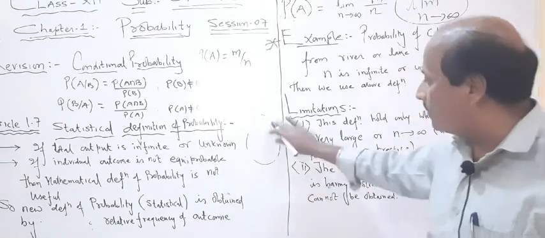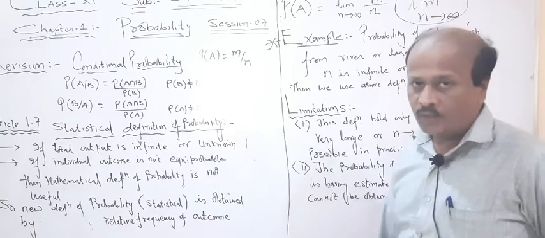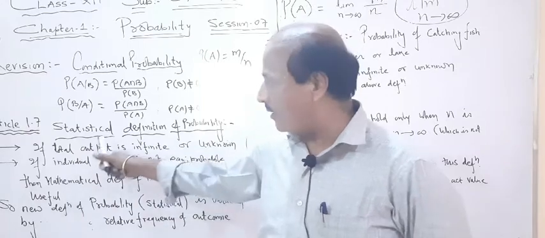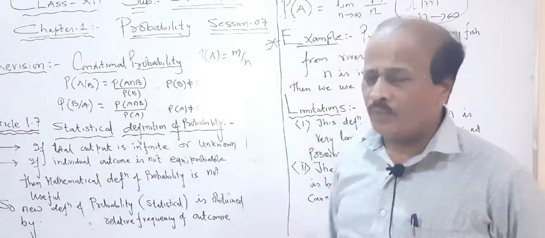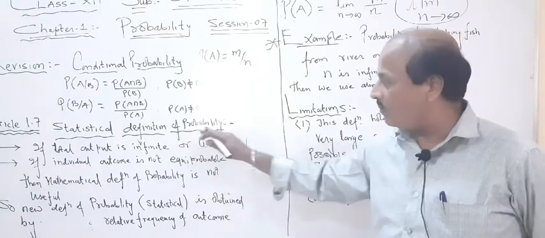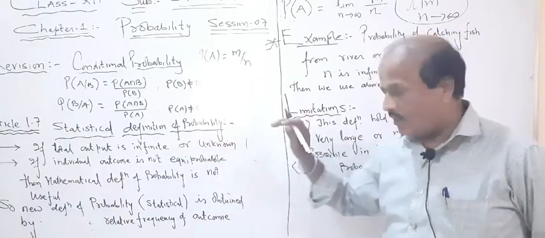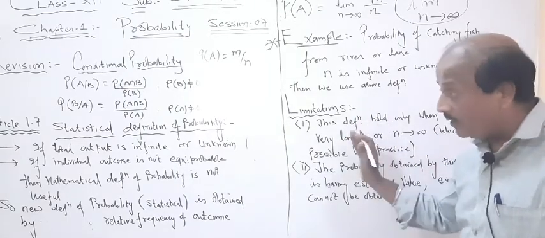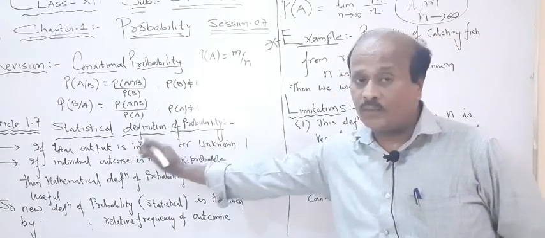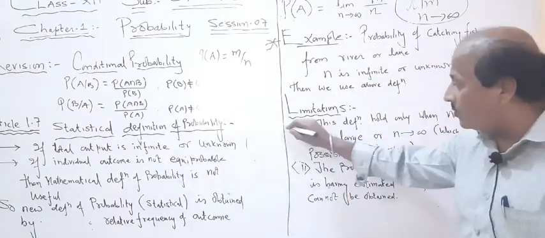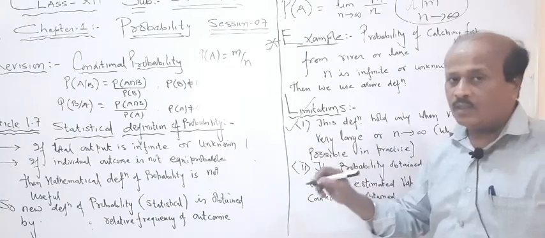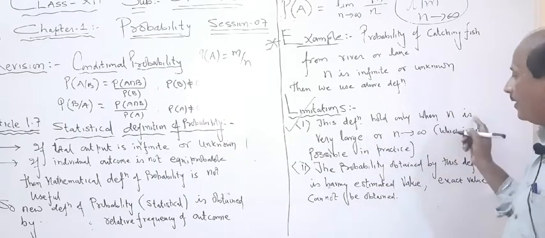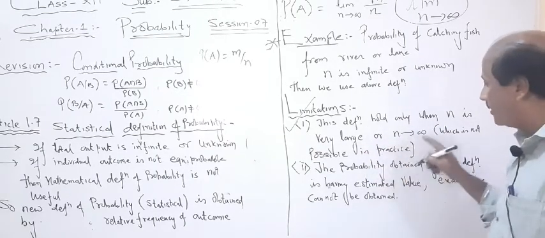Why am I telling you the limitations properly? Because as part of a theoretical question, they can ask you. Even though I said they will not ask the definition of probability, suppose a 2-mark question comes: what is the statistical definition of probability? Write 2 limitations. These 2 limitations are given just before the last exercise. Limitation number 1: this definition holds only when n is very large or n is infinity.